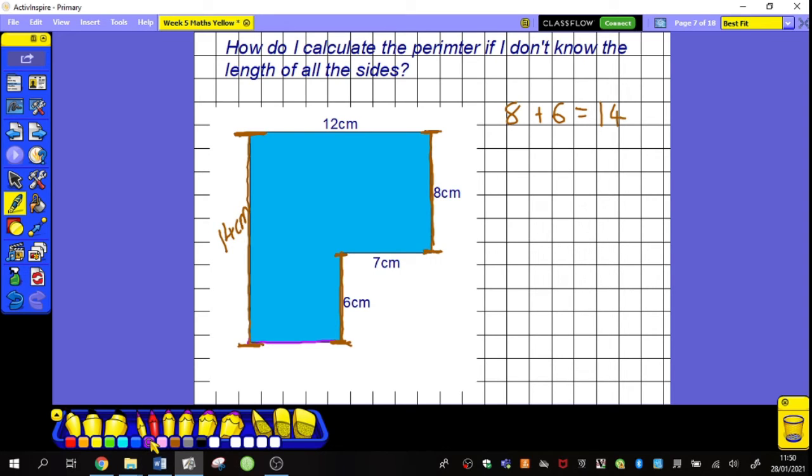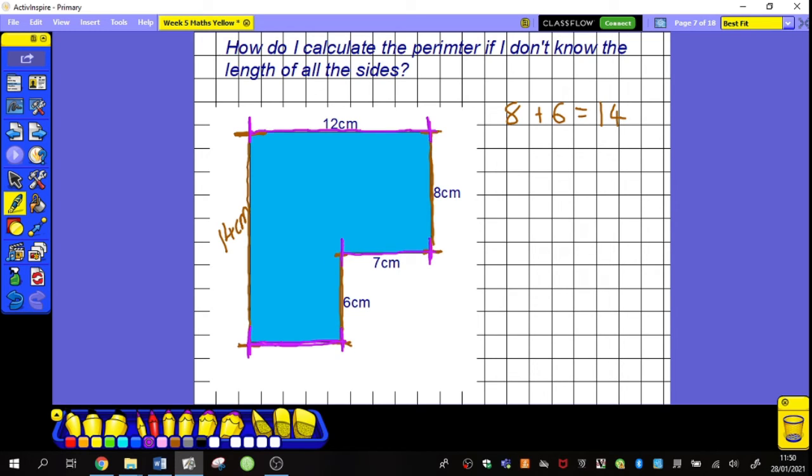Now let's have a look at finding my pink side down here. Now I know that at the top, going from left to right, is 12 centimetres. So let's have a look at what two sides go from complete left to complete right. So I can see that the one I need to find takes me some of the way, and the 7 takes me the rest of the way.